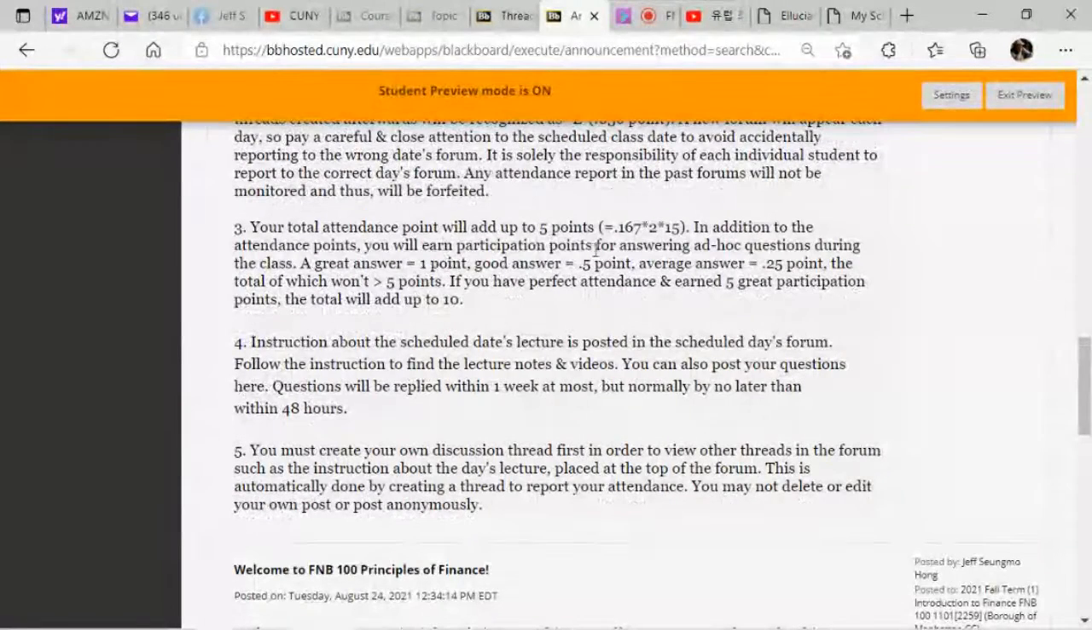Your total attendance points will add up to 5 points because we have 15 weeks. One semester is 15 weeks, and every week we meet twice. So 2 times 15, there will be 30 sessions throughout the semester. If you have perfect attendance, it's going to be 5 points. And the other 5 points are from participation. Actually, it could be more than 5, because during the Collaborate session, I'm going to ask some questions. It will be inevitable because I want to make this clear.